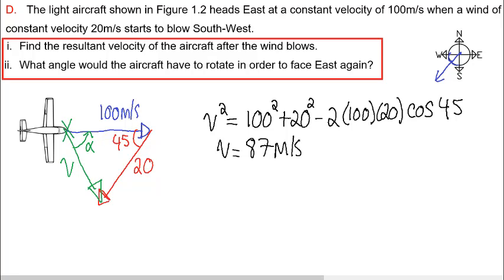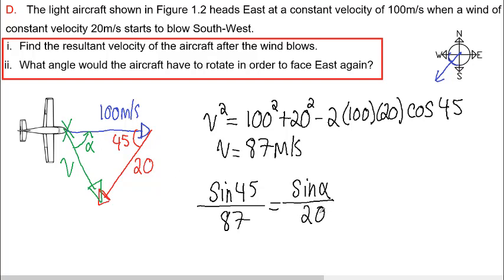Now to find this angle, we use the other rule of triangles that are not right angle triangles, which is the sine rule. And the sine rule says that sine of any angle in this triangle, so for example let's take sine 45, divided by the opposite side, which is V, which we just found here, 87, is equal to any other angle. Now we want this angle, so let's make it sine alpha. Sine alpha divided by the side opposite that angle. So it's going to be 20.